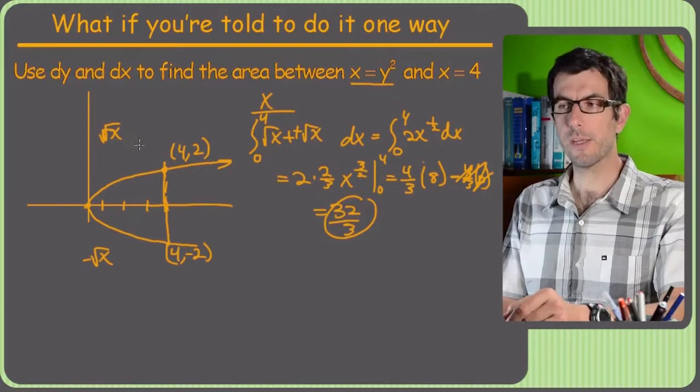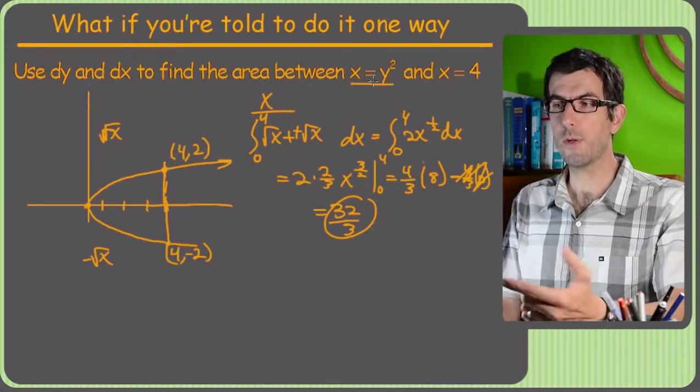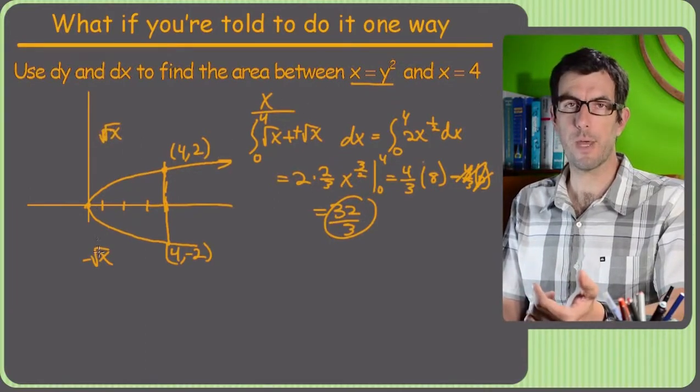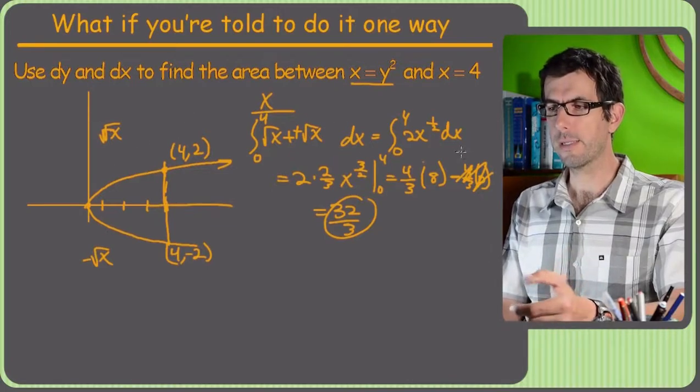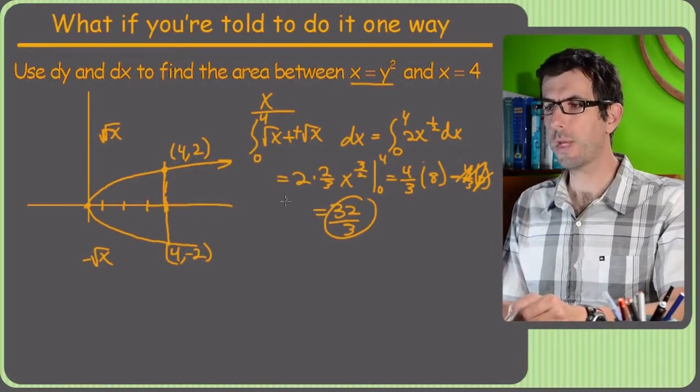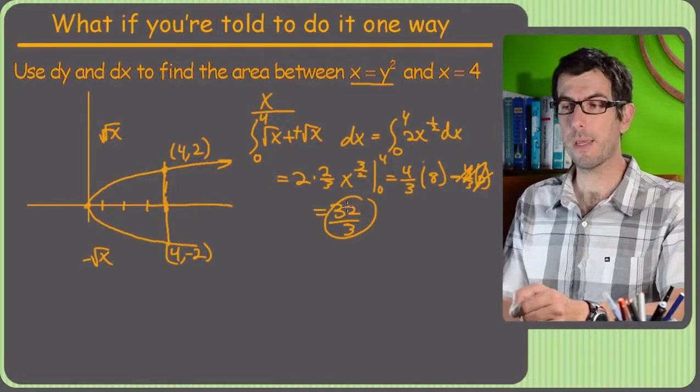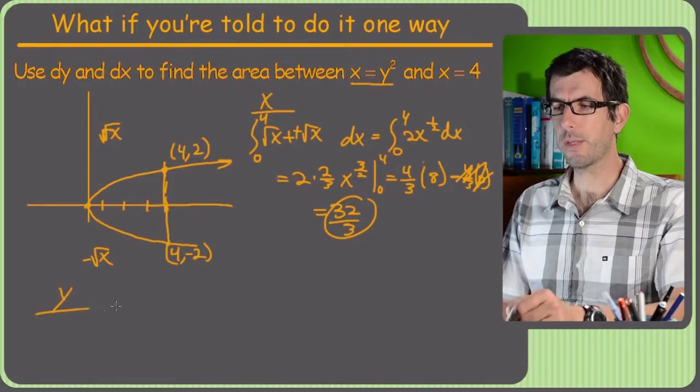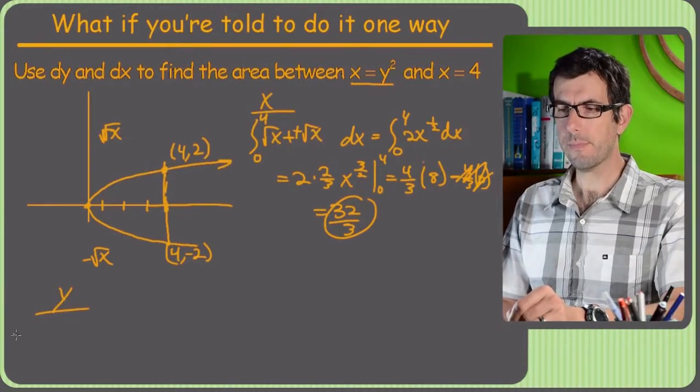All right, so that was fun. We had to convert this x equals y squared into a function of y, which is root x and negative root x, in order to use the dx scenario. But we got 32/3. Let's see if we get the same thing in terms of y. So now we'll integrate the whole thing in terms of y. This one should be a little simpler.